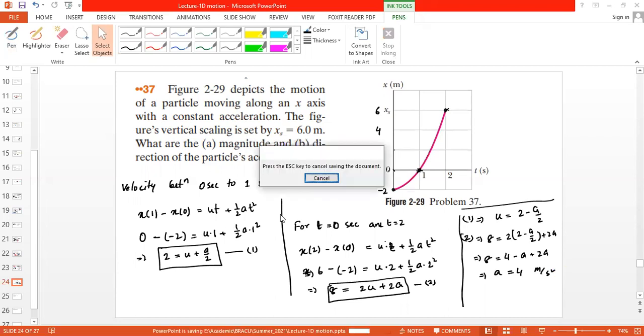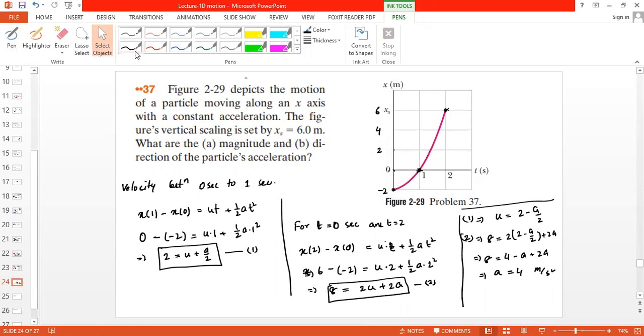Did you guys get this math? Here, I let u be the initial velocity. I consider u as the initial velocity at time t equal to 0 second.